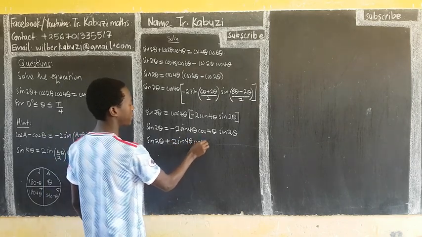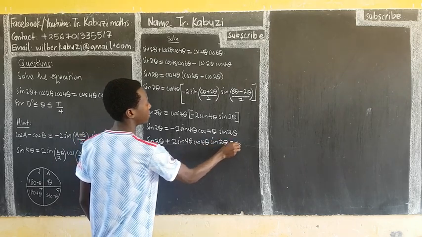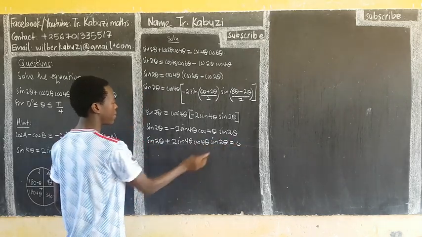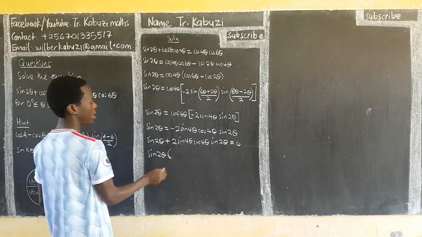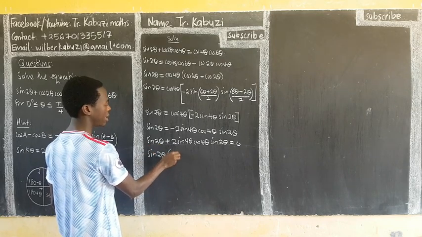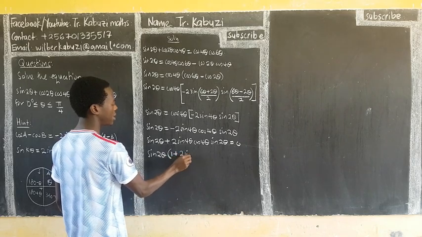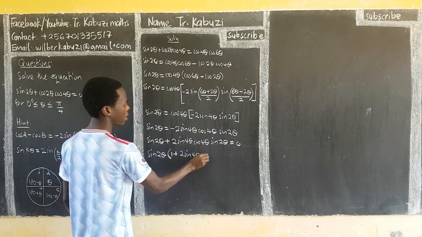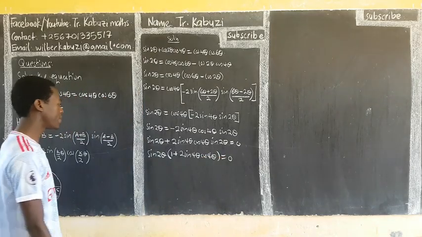Then cos 4 theta, then sine 2 theta equal to 0. If you see it's common, factorize it out. When you factorize this out, you remain with 1, then plus, we remove it here, remain with 2 sine 4 theta cos 4 theta, which we have seen already.